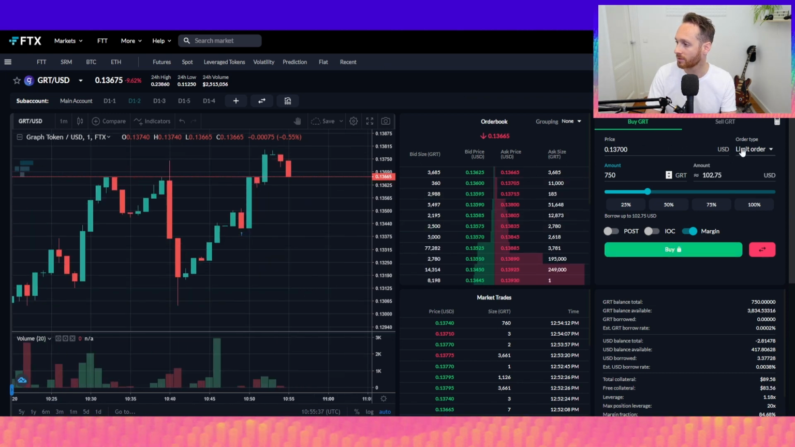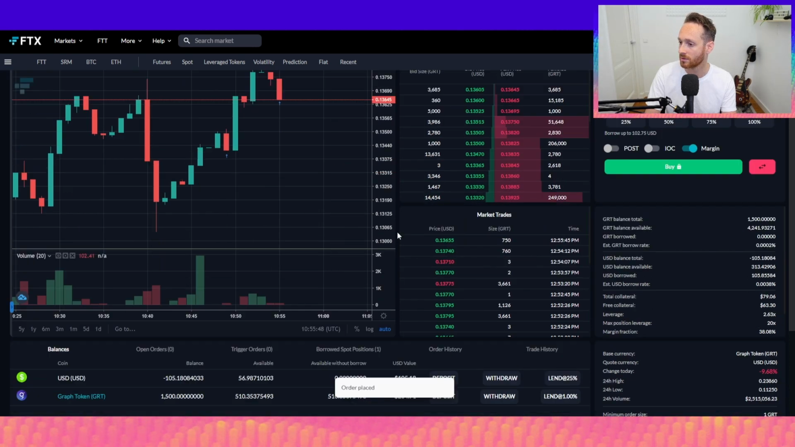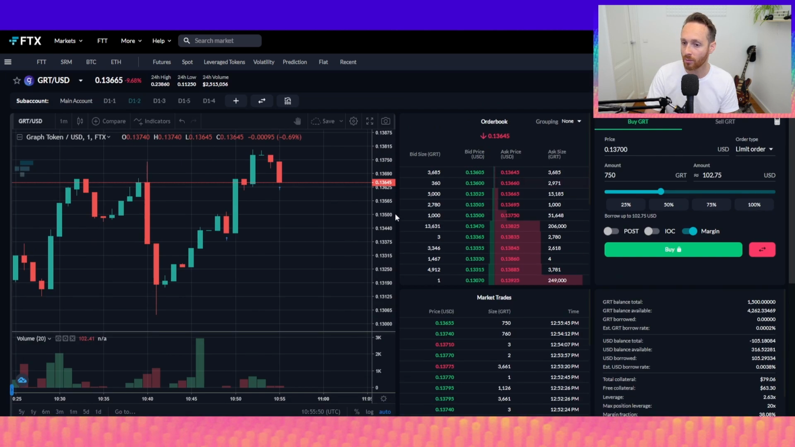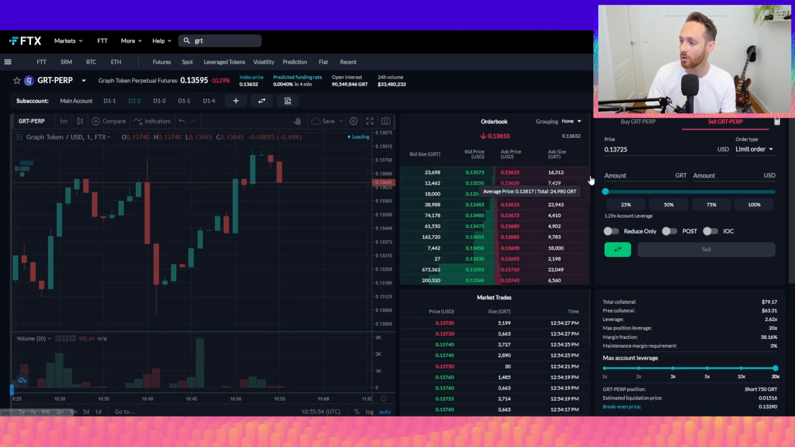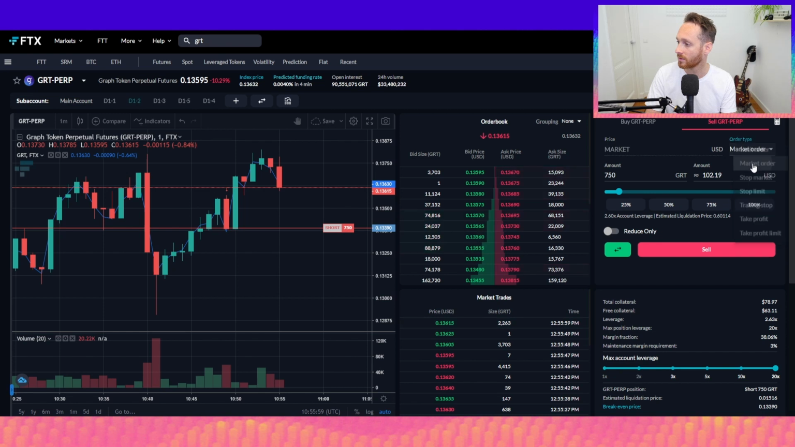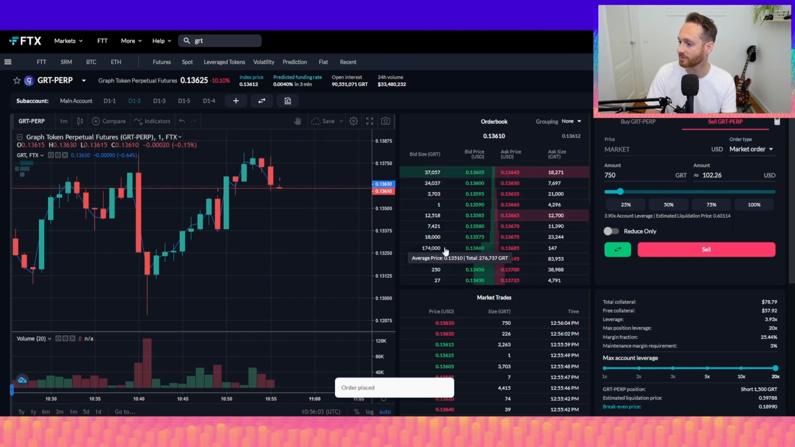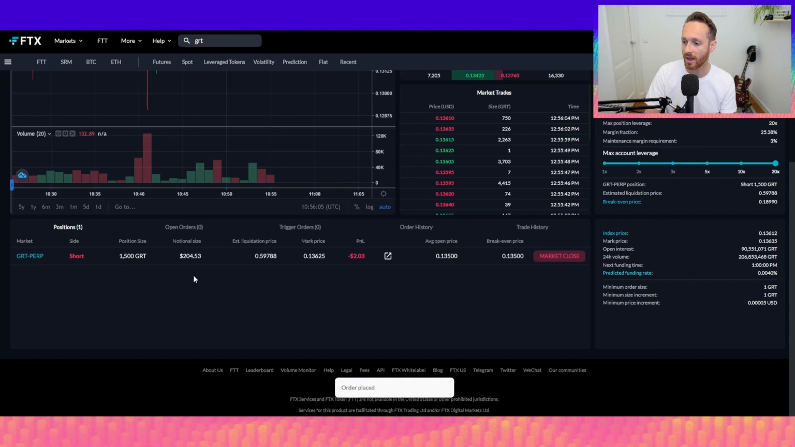So we're going to buy that right here. Place that order. All right, we bought more of the token. Now we can go to the GRT perpetual and actually sell more of that contract. I'm going to hit market order because I don't want to wait for anything. So you're going to sell this. And you can see right now we have a position of 1,500.